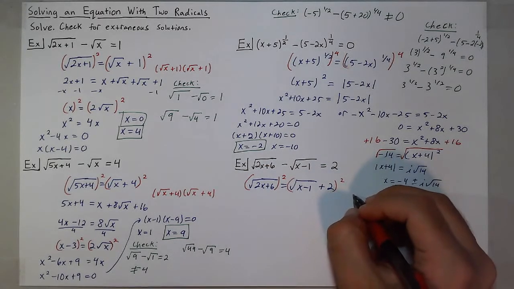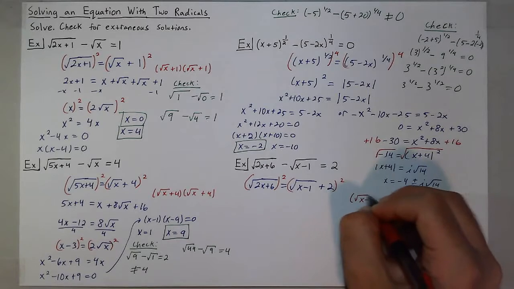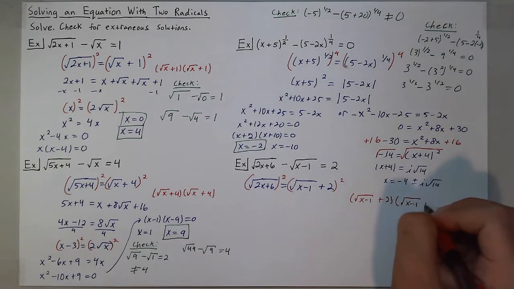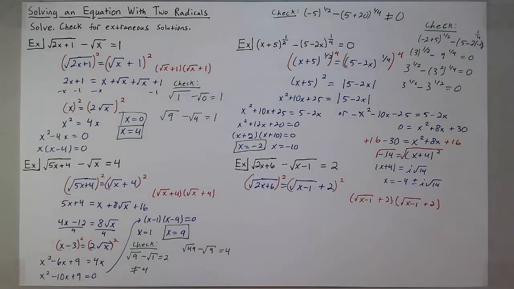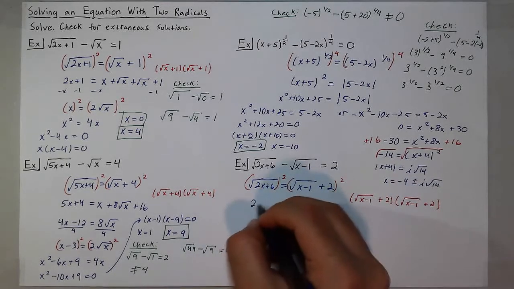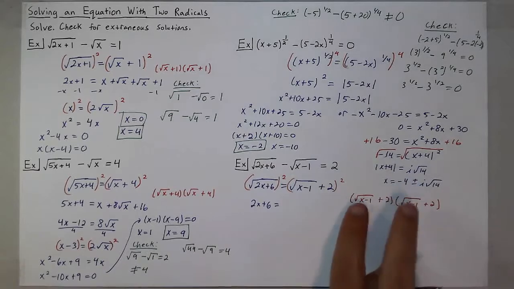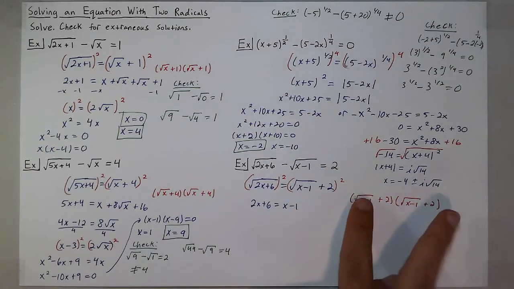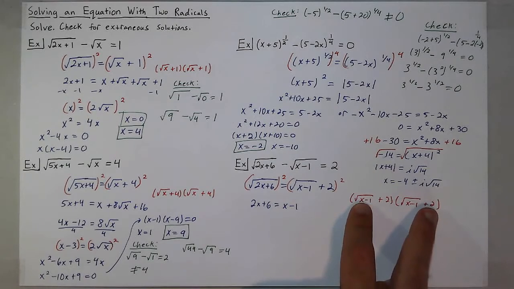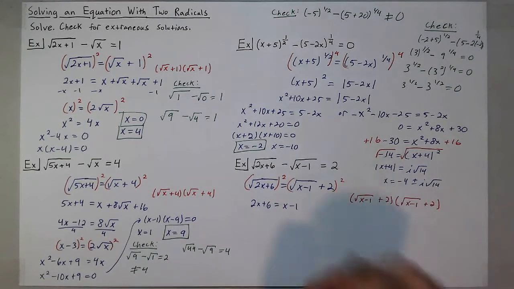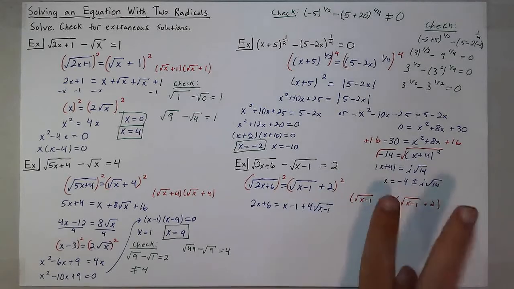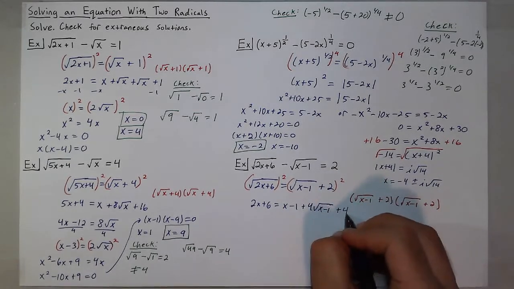I'll square each side of my equation. On the right side, I'll do the square root of x minus 1 plus 2 times itself. On the left side, I'll just get 2x plus 6. On the right side, I'll get x minus 1. I'm going to do the square roots times each other. Then 2 square roots of x minus 1 plus 2 square roots of x minus 1 is plus 4 square roots of x minus 1. And 2 times 2 is 4.